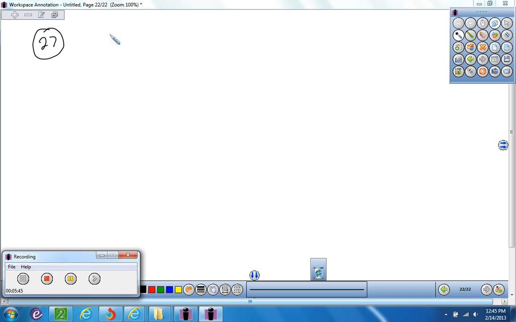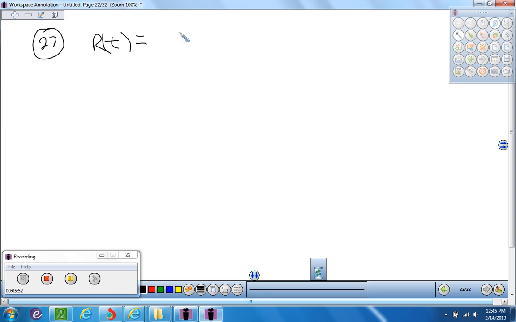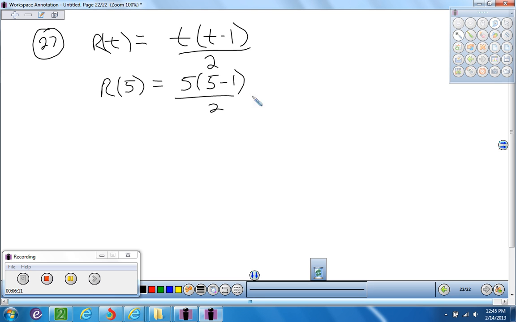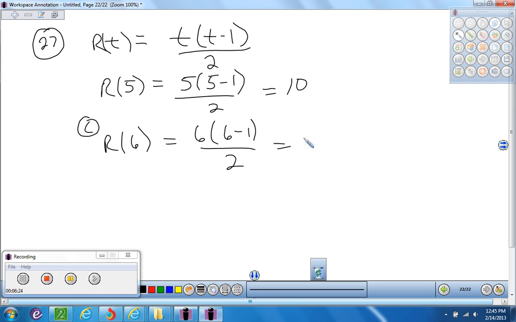Alright, on problem 27, we have bus routes, and they want us to label it R(T). So our routes are going to be T, and then (T minus 1) divided by 2 would be our function. Then we're going to plug in 5 so that we get 5, and then (5 minus 1) divided by 2. Go through the process and we end up with 10. Then for the C part, if it goes up to 6, we'll do 6 over 2, so we end up with 15.